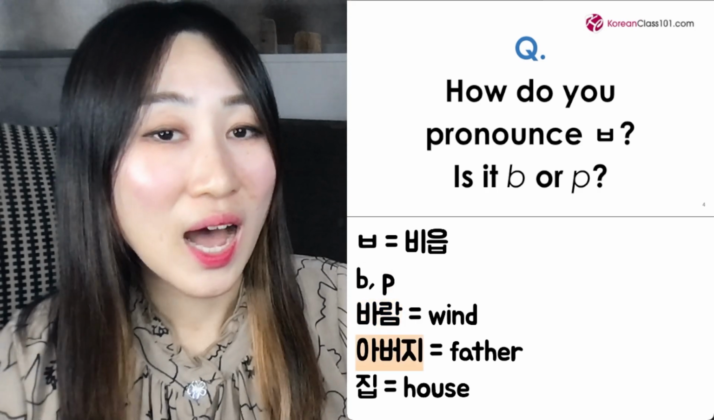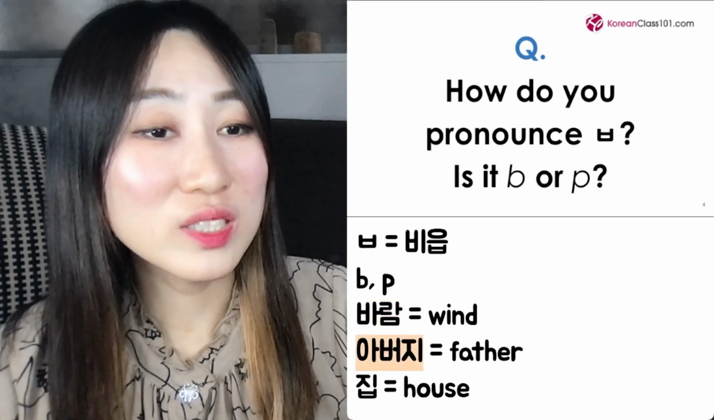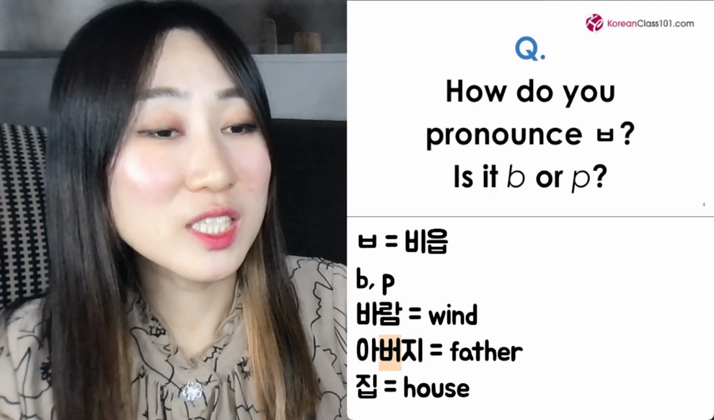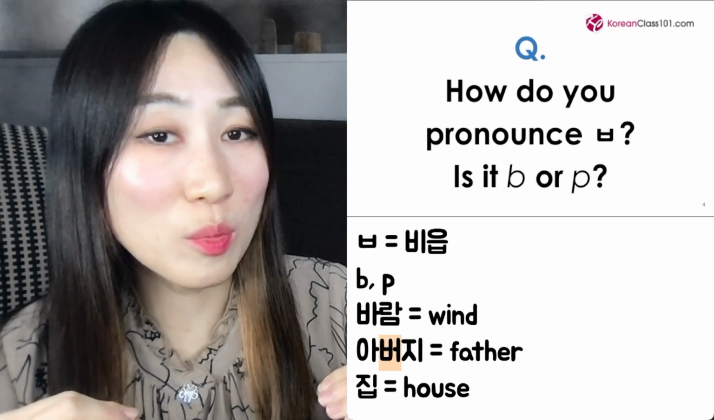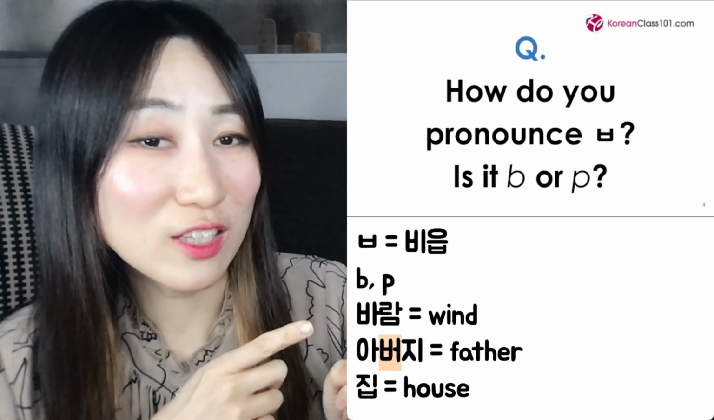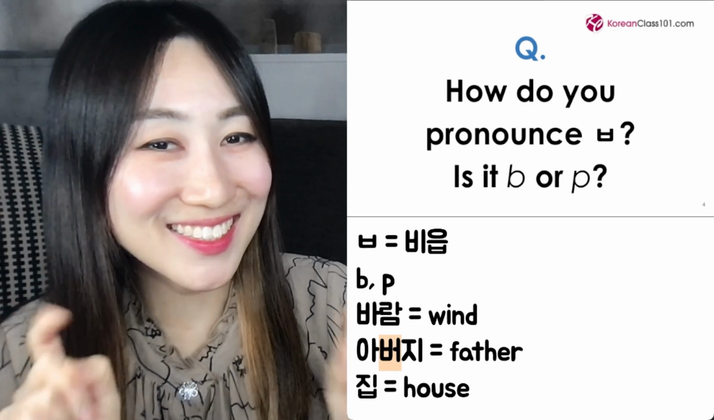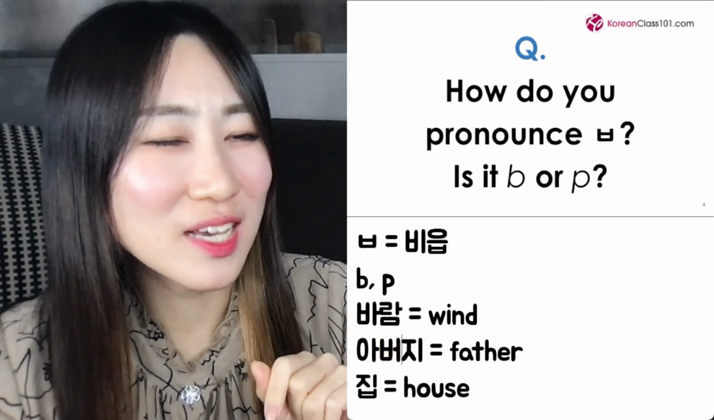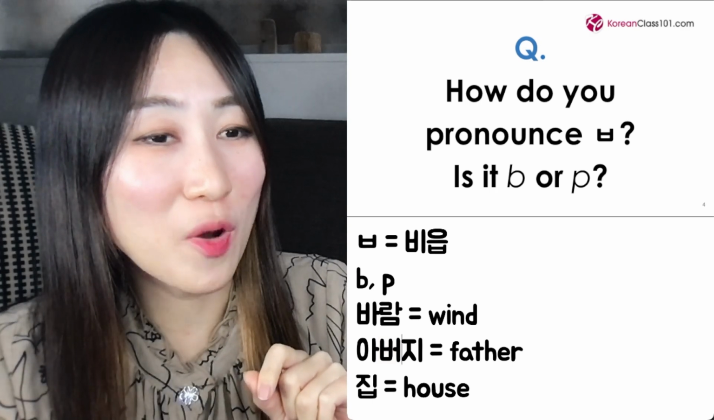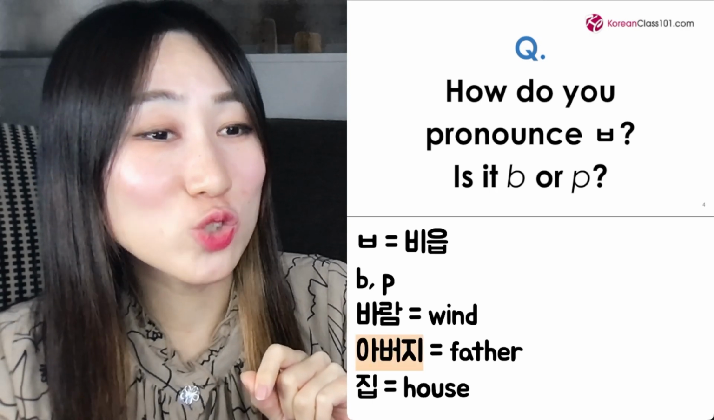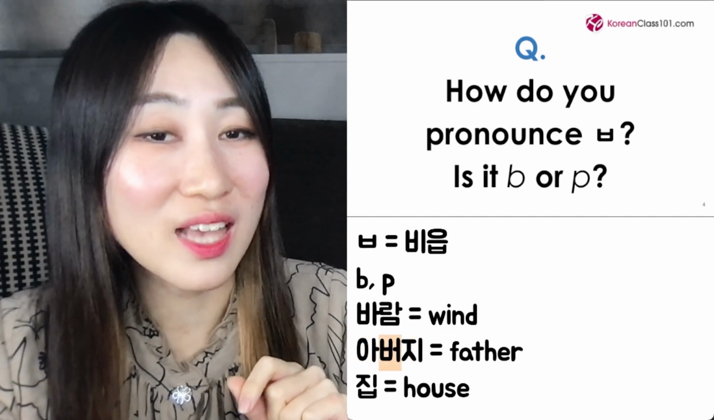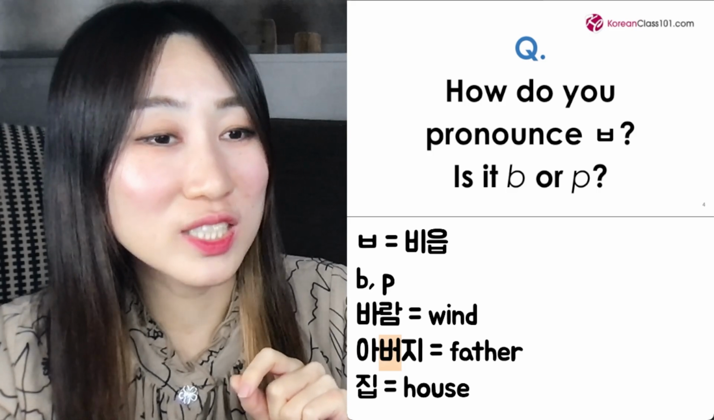Now we have 아버지. It means father, and when this 비읍 sound is used in the middle of the word, then it sounds closer to English B sound, but not exactly the same. I would say it's closer to P sound with less air. So 아버지 is stronger than English B sound.